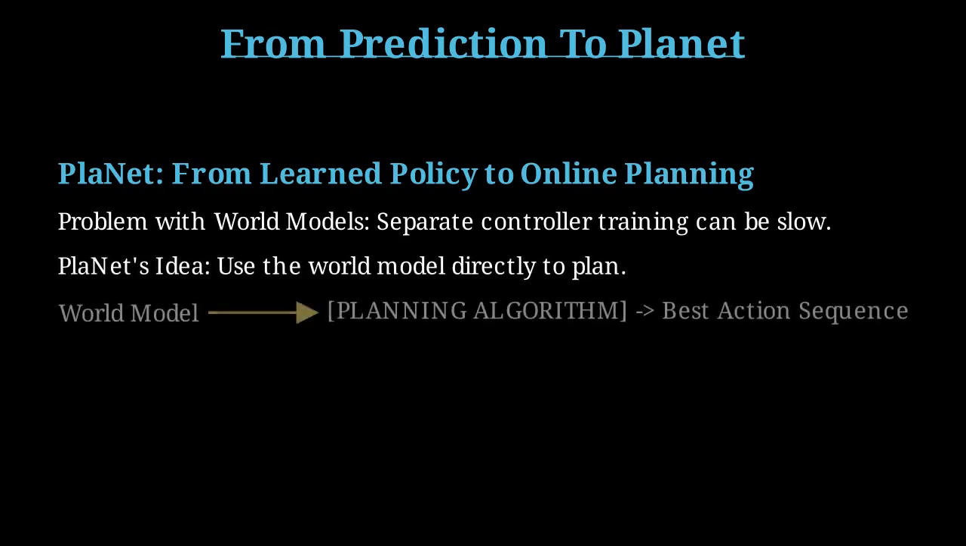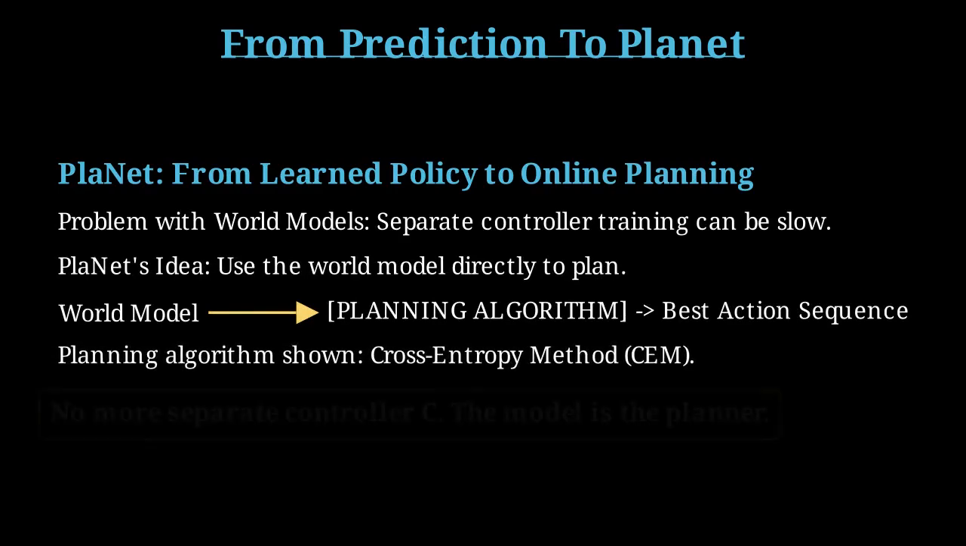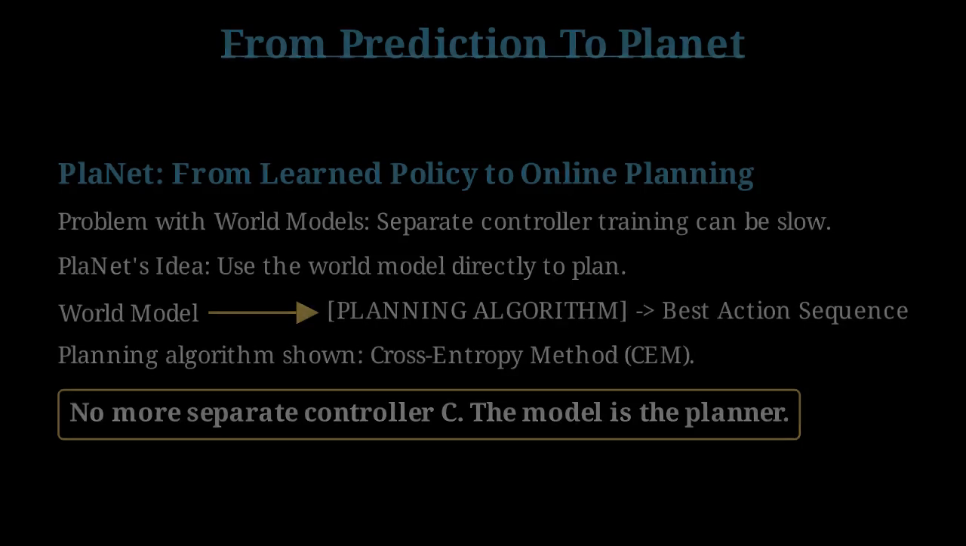The next major step was PlaNet, latent dynamics for planning. Instead of learning a separate policy network, PlaNet uses the learned world model directly for online planning. At each time step, the agent considers a sequence of possible future actions, simulates their outcomes using the world model, and executes the first action of the sequence that leads to the highest predicted reward. This replaces the separate controller with a more direct planning mechanism.